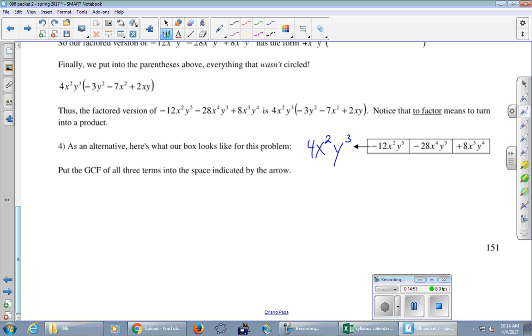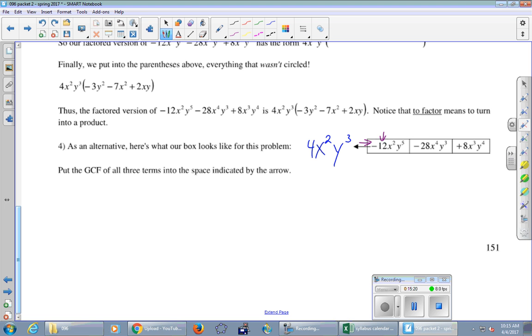Okay, and then from there, we're going to start filling in the stuff at the top. Whatever is up here at the top, right now it's blank, is going to multiply by this 4x squared y cubed and get negative 12x squared y to the fifth, right? That's how the box works. You multiply the two things outside and you put it inside. So it's just a matter of thinking backwards from multiplication.